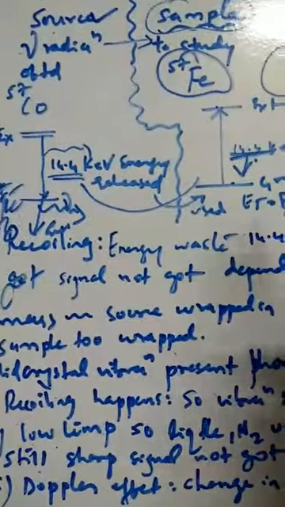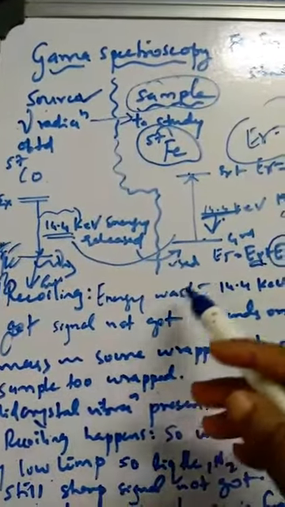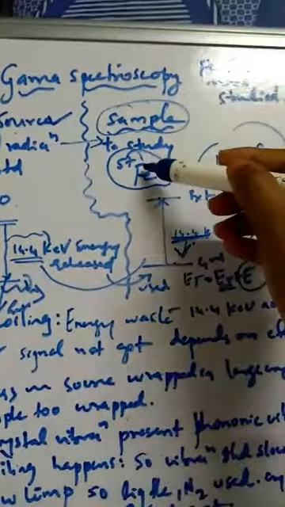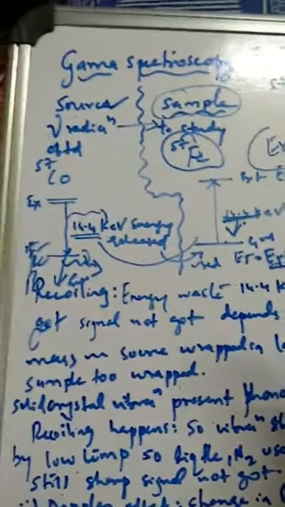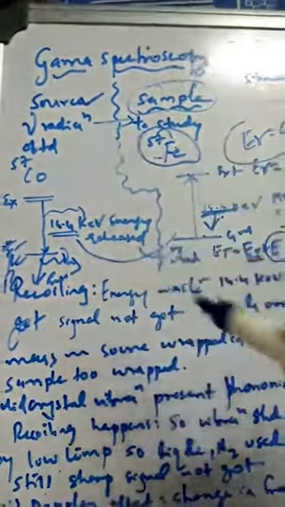That is why, in Mossbauer spectroscopy, the energy waste happens because a lot of energy is released. Because of this energy waste, we do not get the exact signal for the sample, because some of the 14.4 kilo electron volt required to excite the iron is lost. So no signal is obtained.